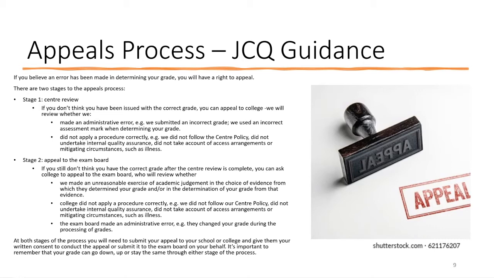Upon the result of that process, the second stage is where you can appeal to the exam board. So if you still don't think that the correct grade has been provided, then you can ask for us to appeal to the exam board, and the exam board will then review whether we have made an unreasonable exercise of academic judgment. So have we made a mistake? And it will be determined whether the grade from that evidence is correct or not. They will also have a look at us as a college to see again whether we did or didn't apply the procedure correctly, and if the exam board has made an administrative error, that will then be identified.